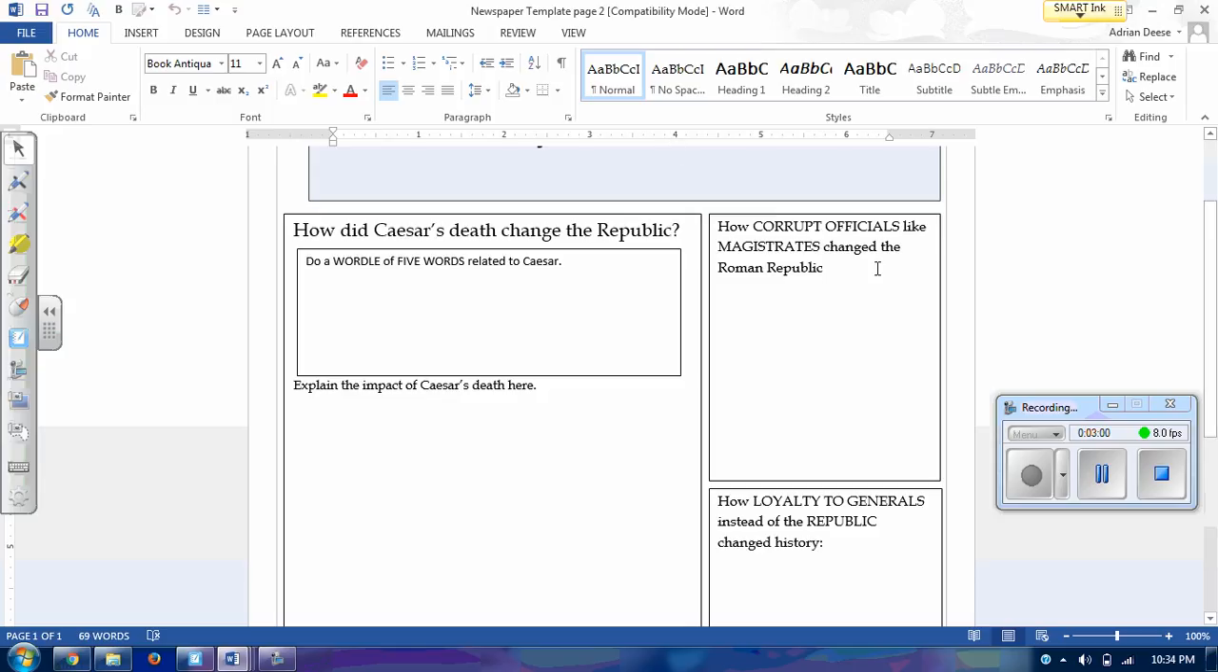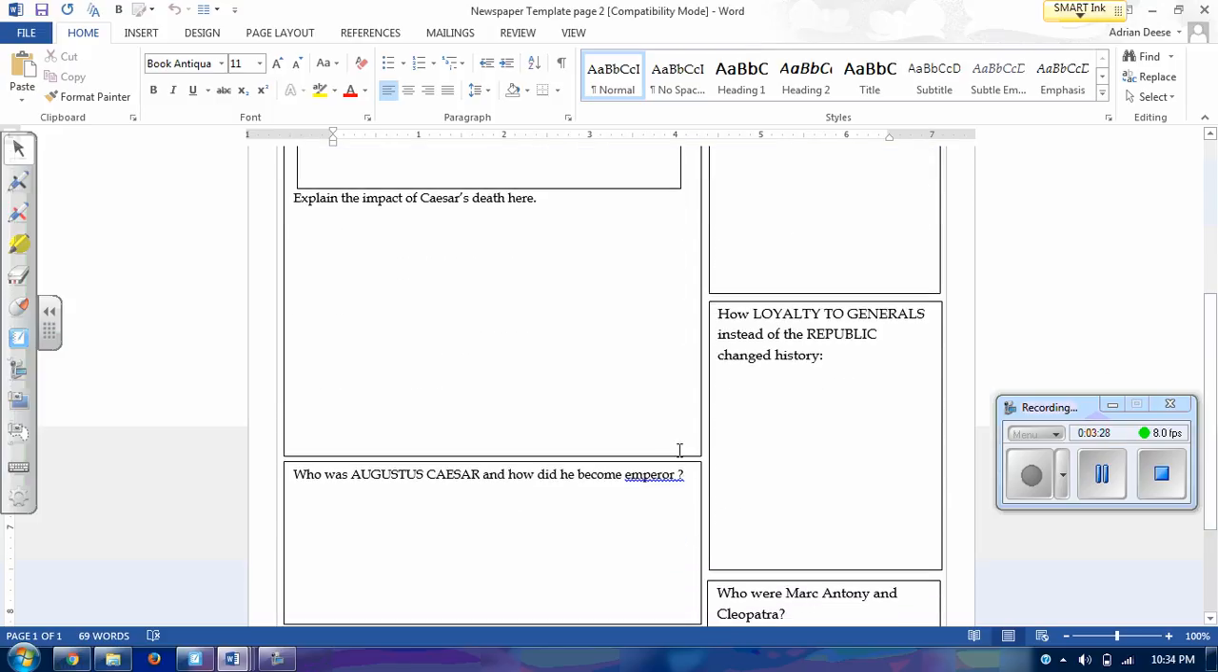For how corrupt officials like magistrates changed the Roman Republic, these magistrates were just very selfish, very self-serving in that they were corrupt. They not only broke the laws for their favor, but they also looted from people that they had conquered in these lands as the Roman Empire grew. They also stole from their own people, and so that's how they gained riches and wealth, and so they were corrupt officials.